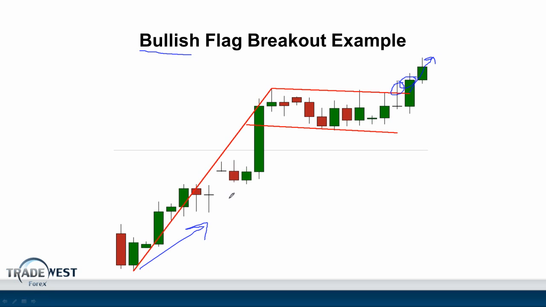You can apply other indicators if you'd like, but what I'm teaching you today is just pure price action. There's no indicators here. It's 100% price candles. That's it.